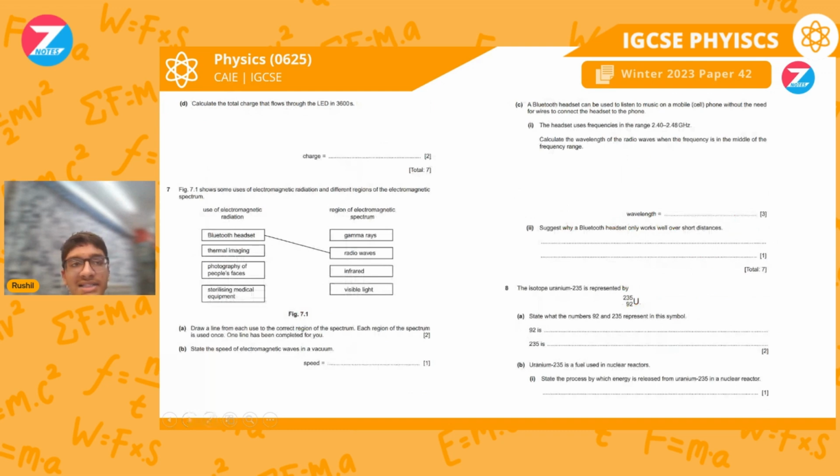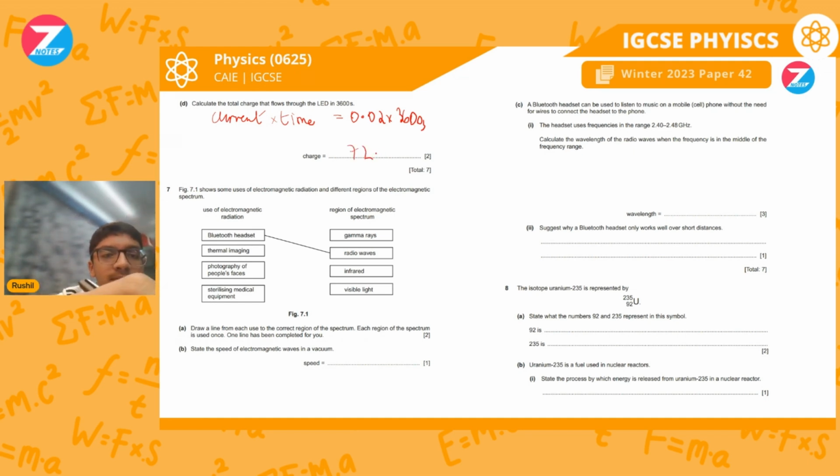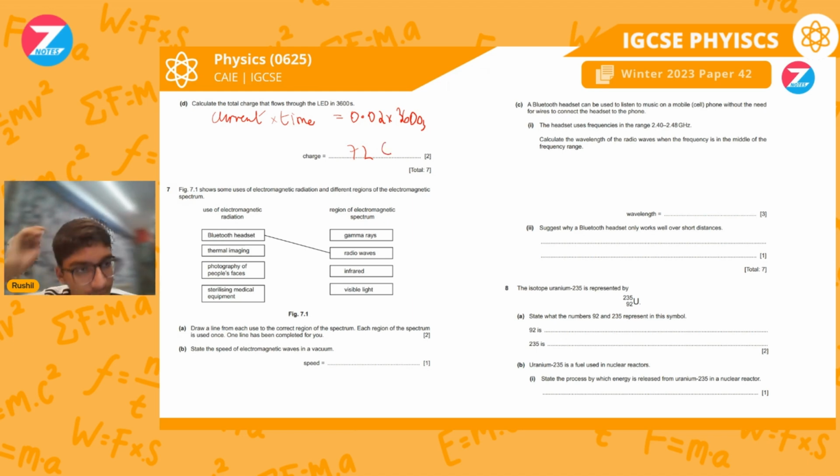Calculate the total charge that flows through the LED in 3600 seconds. So you know that current is just the rate of flow of charge, which is charge divided by time. So charge is equal to current times time. So current times time will be 0.02 ampere times 3600 seconds, which is 72 coulomb. There.